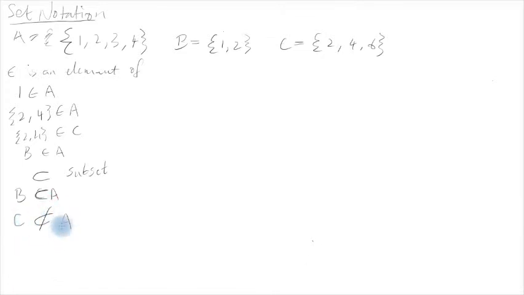If ever you want to say not, then you just put a line through it. It'll also work using the "is an element of" symbol. So I see that 10 is not an element of A, so I can write 10 is not an element of A, just like that.